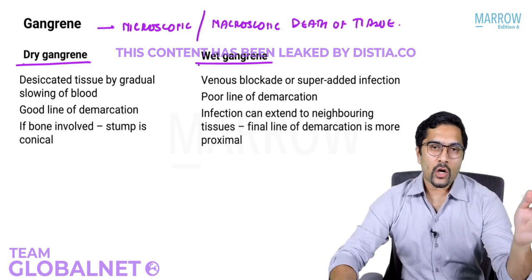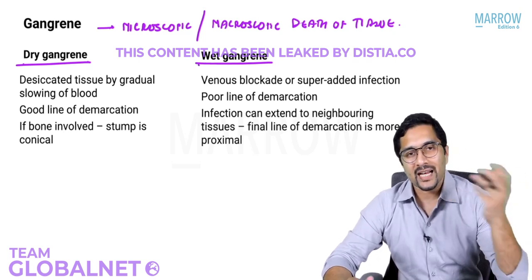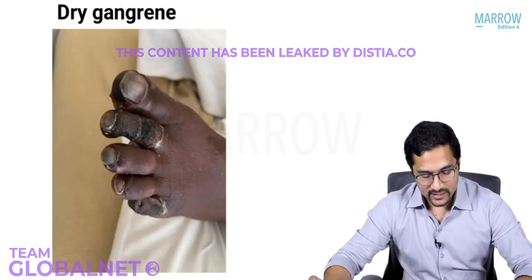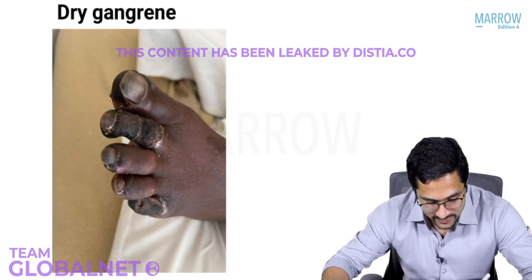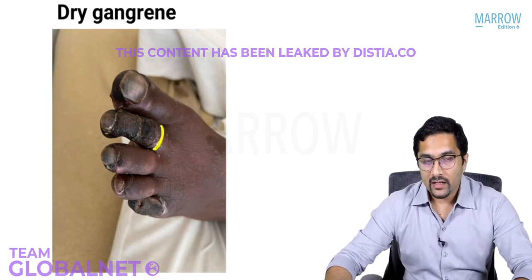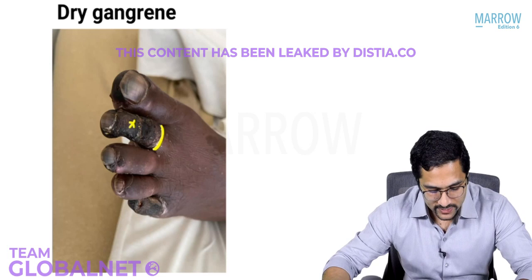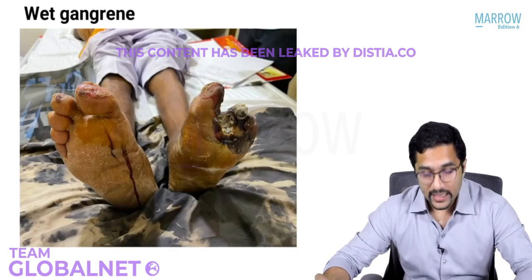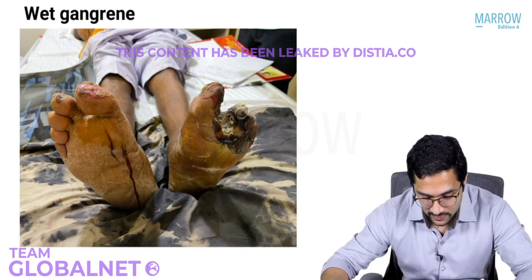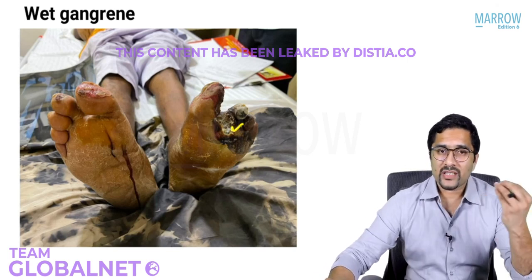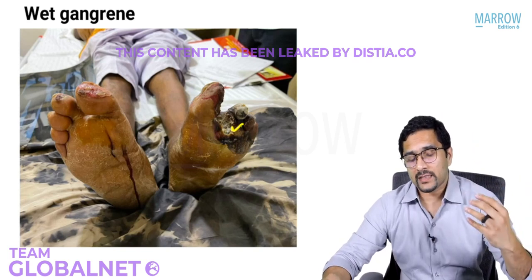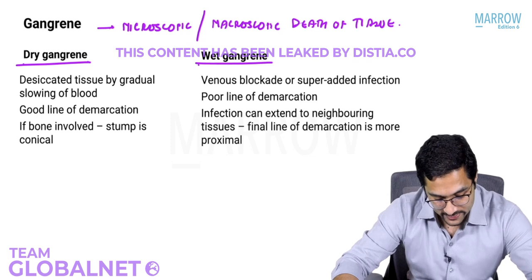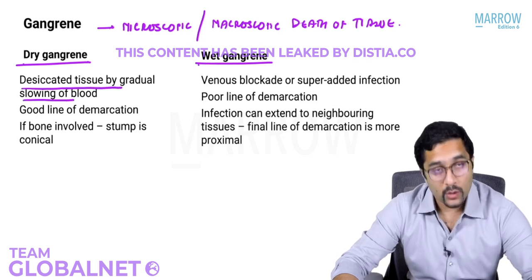This is a very common short note which is asked in the college exams where they ask you the differences between dry and wet gangrene. So this you can see is dry gangrene. This was a patient with Buerger's disease. You can see the line of demarcation is very well present there, and this appears as desiccated, dried up, shriveled up skin. Wet gangrene, on the other hand, the line of demarcation is not very well marked, and you can see oozing, you can see infection actively present in a patient with wet gangrene. Now, dry gangrene is desiccated tissue by gradual slowing of blood.